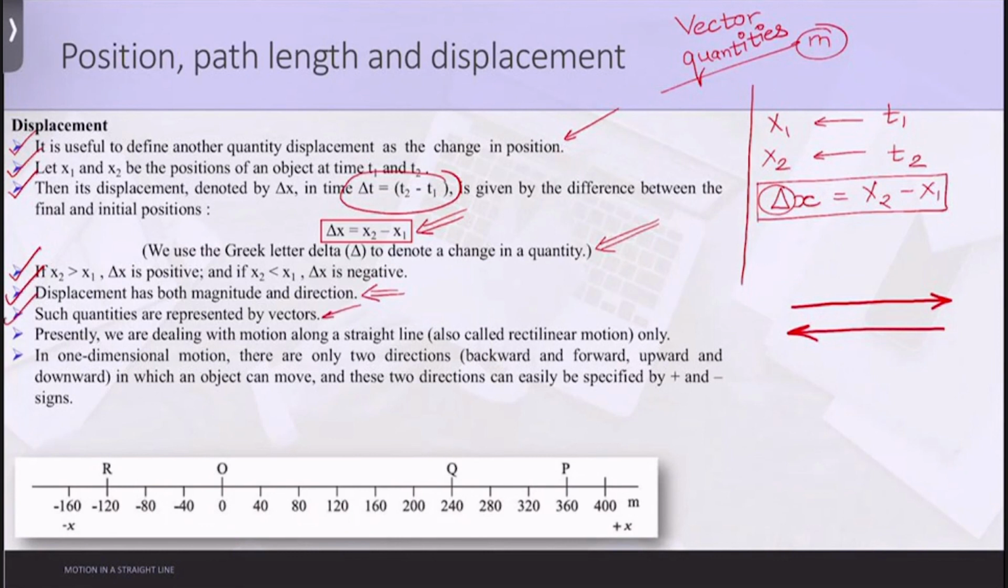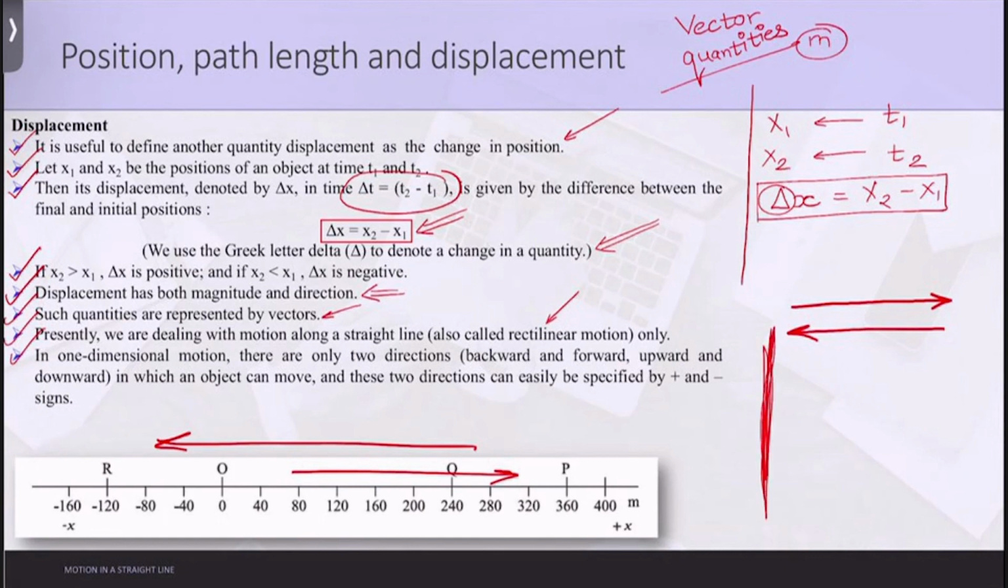So that thing is only been explained here. Presently, we are dealing with motion along a straight line, also called rectilinear motion. This thing was explained in the introduction also. In one-dimensional motion, there are only two directions. One is backward, one is forward. Quite evident. You can either go in this direction, or in this direction. There is no other direction, right? Or let us say we are working in this direction, so we can go either upward or downward. So these are the only directions available in which an object can move, and these two directions can easily be specified by plus and minus sign.